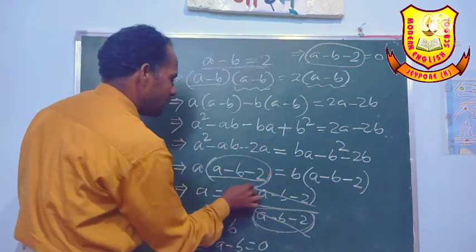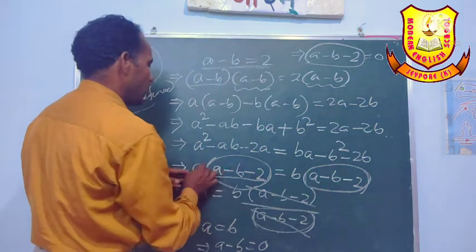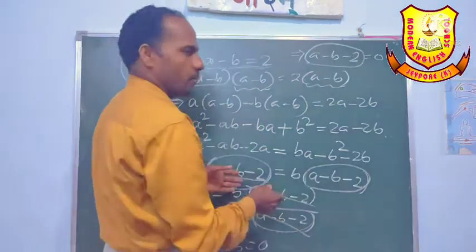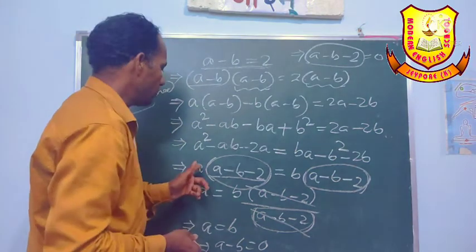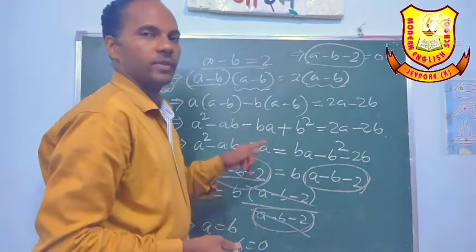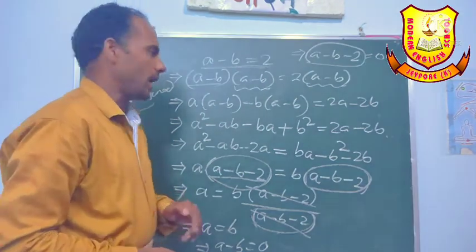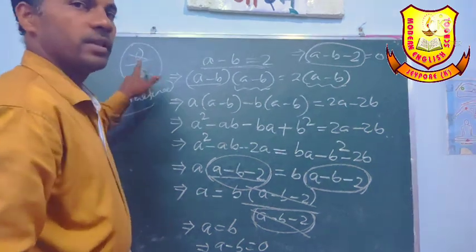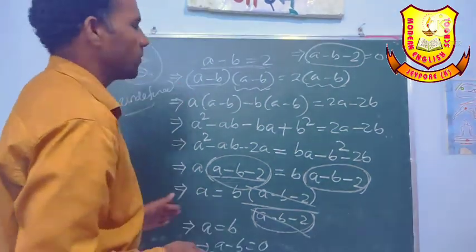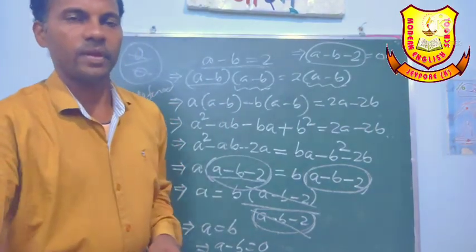Here a minus b minus 2 equals 0, so a into 0 equals b into 0. Here 0 and 0 cannot be cancelled to make a equal to b. This is the mistake. I think you will better understand. And here just think: if you take 0 by 0, this way we can prove any number. I think you better understand. Thank you.